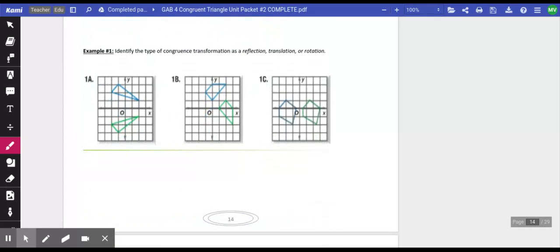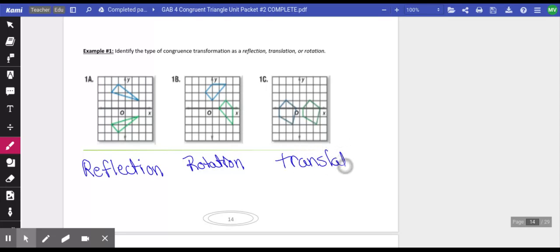So I want you to pause. I want you to see if you can identify what A, B, and C are. So A is a reflection. We reflected over the line X. B is a rotation. We rotated it around the center O. And C is a translation, or we literally just slid it to the right.